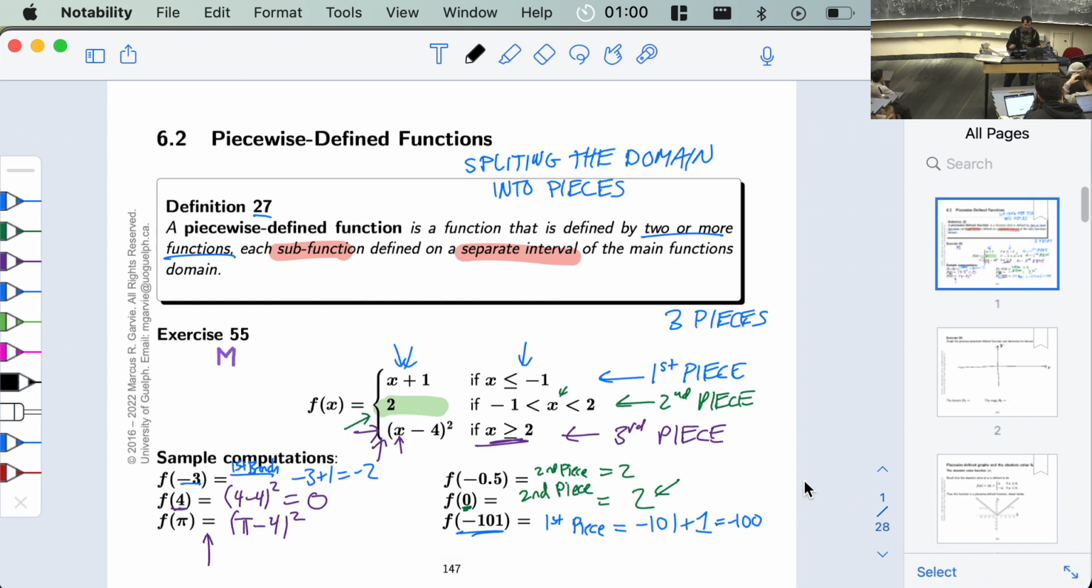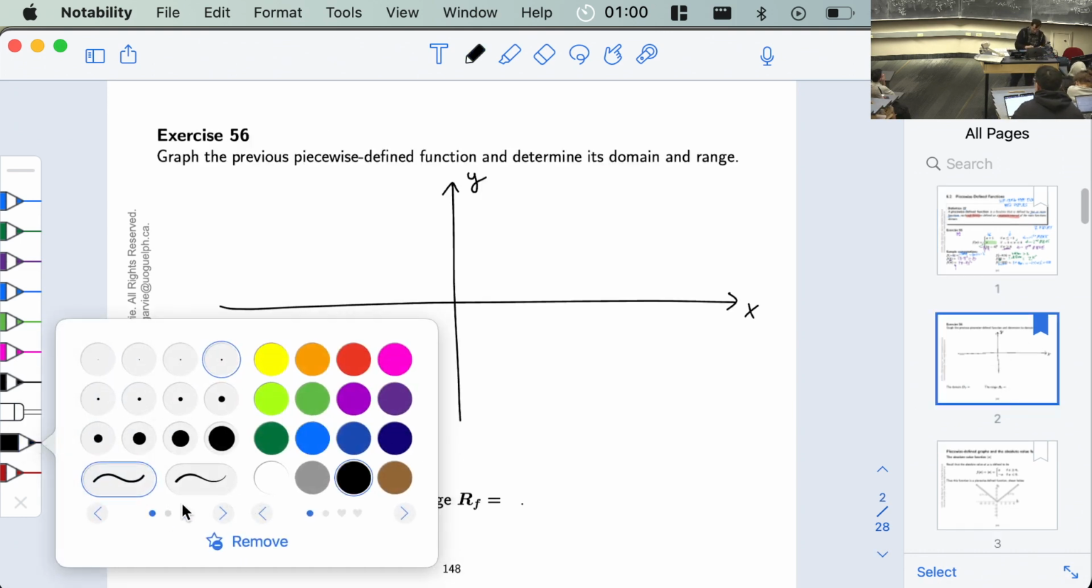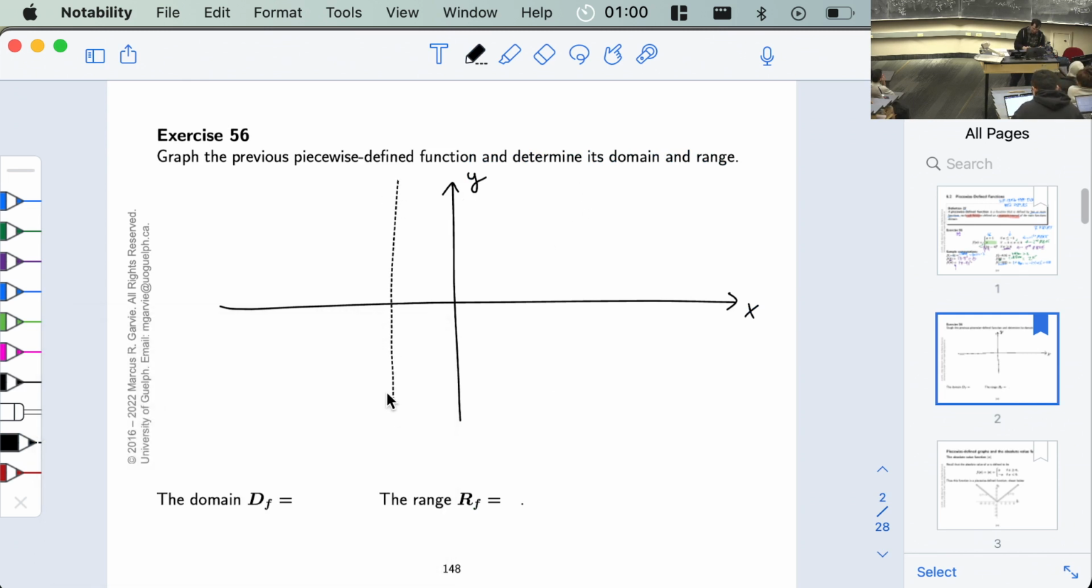And what are the 3 parts? There's the part where x is less than -1. There's the part between -1 and 2. And there's the part bigger than 2. Let's draw them, and let me draw them with a nice dotted line to split them up. There's -1, there's 2. There's x equals -1 and x equals 2. And now we've divided the domain into 3 parts.